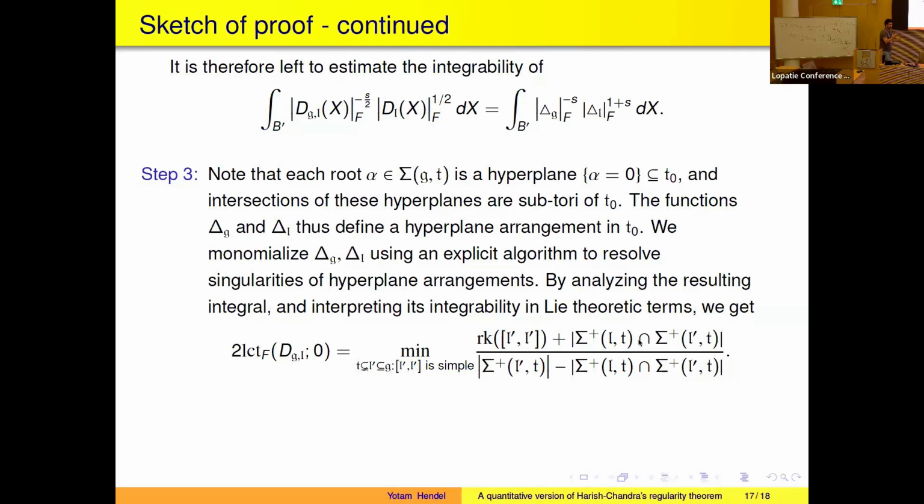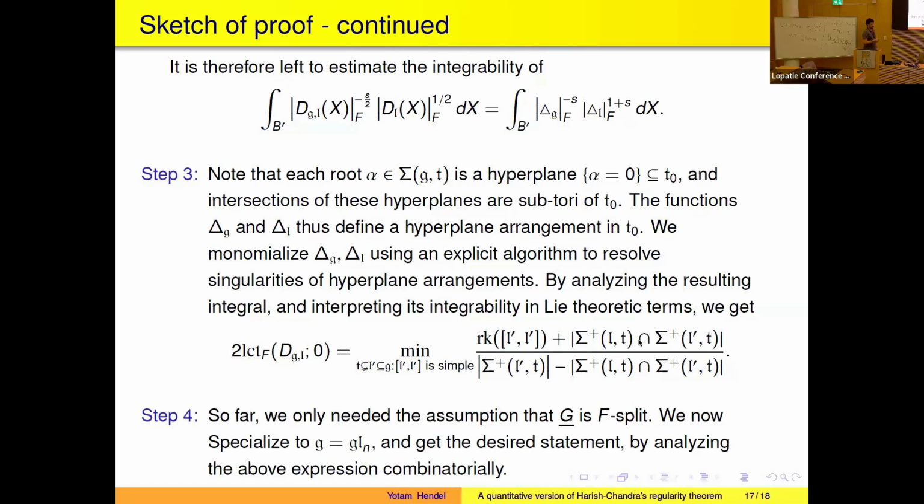So after we crunch things, we get this kind of expression. And so far, again, we only use the fact that G is F split. And specifically for GLN, we can make sense of this expression. Namely, we can show that it is piecewise monotone, and we can use this very nice structure of orbits using partitions.